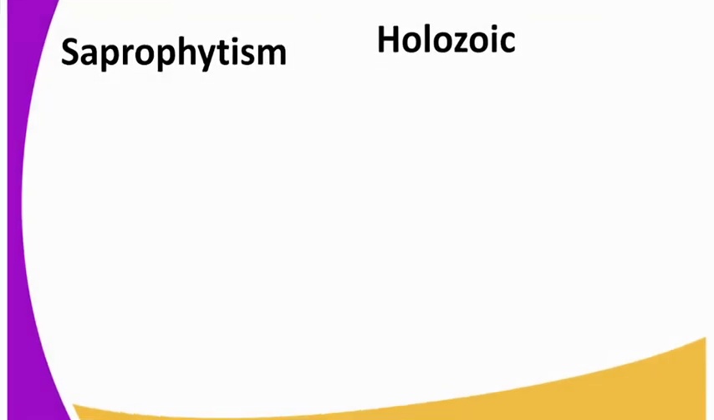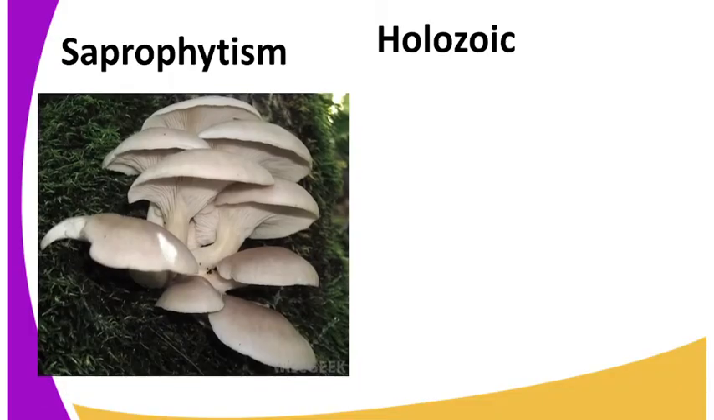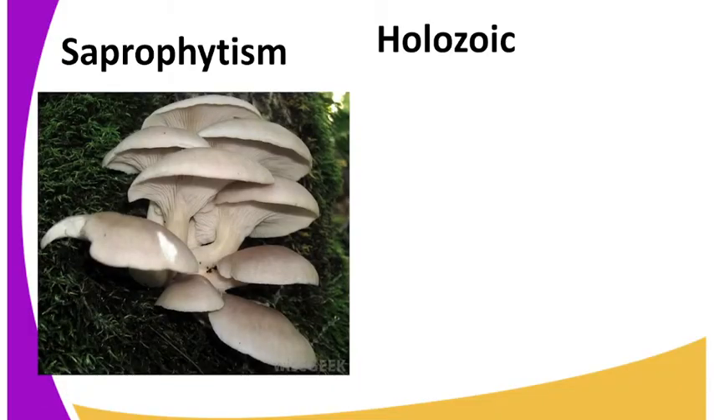The next type of heterotrophic nutrition is saprophytism. This is where an organism obtains nutrients from dead organic matter, causing decomposition. Examples of saprophytes include bacteria and fungi. And you can see in our diagram we have a mushroom there. Mushrooms get their nutrients from dead organisms, so they lead to decomposition. So saprophytes are very important in our environment because without them there is no decomposition.